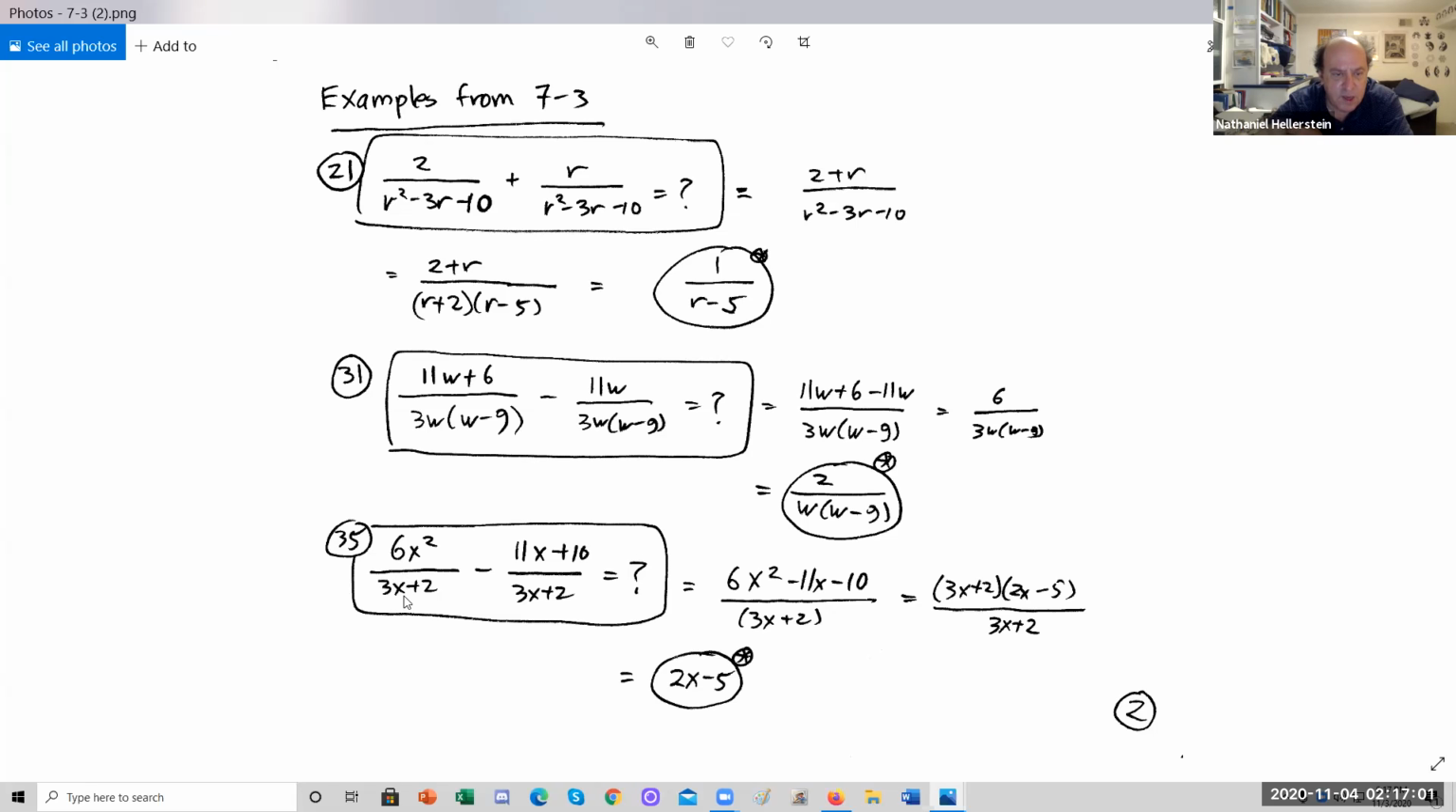Okay, here we have 6x squared over 3x plus 2 minus 11x plus 10 over 3x plus 2. All right, common denominator 3x plus 2. Subtract the numerators, 6x squared. You have to subtract both of these, so minus 11x minus 10. Now, okay, AC method after several steps, this factors to 3x plus 2 times 2x minus 5. And the 3x plus 2's cancel, leaving 2x minus 5.